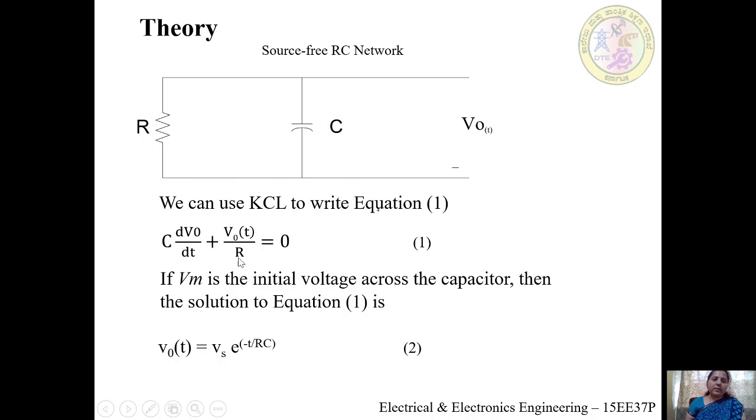When the capacitor starts discharging, we can write the circuit like this, and we can again apply the Kirchhoff's current law to this circuit. So here again we are taking the current flowing through capacitor C dV0 by dt because that is the expression for current flowing through capacitor. So current flowing through capacitor plus the current flowing through resistor is equal to 0. So C dV0 by dt plus V0 of t by R is equal to 0. So again when we simplify this expression, we are going to get V0 of t is equal to Vs e to the power of minus t by RC.